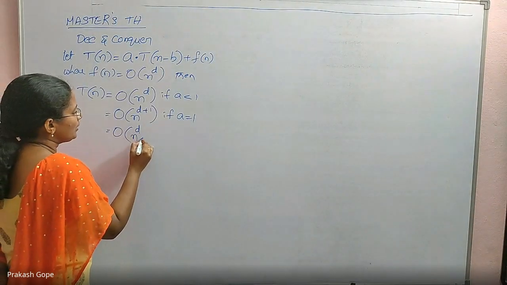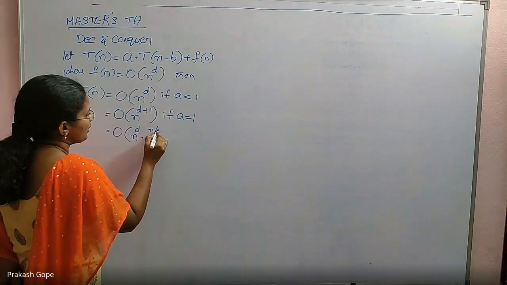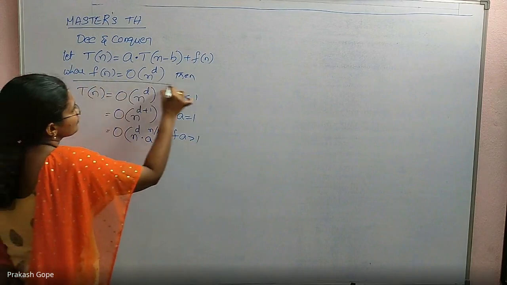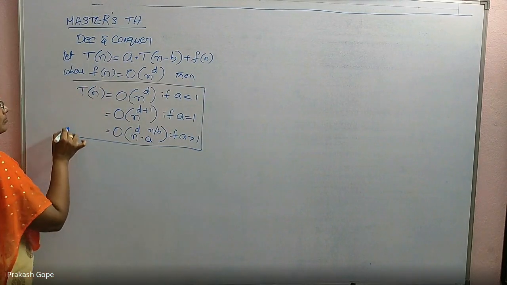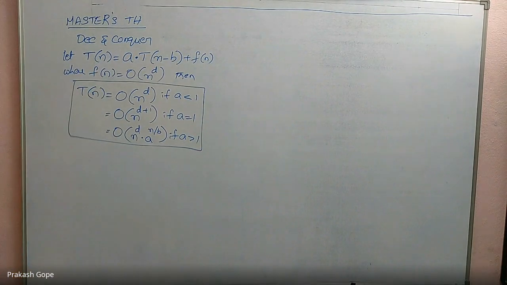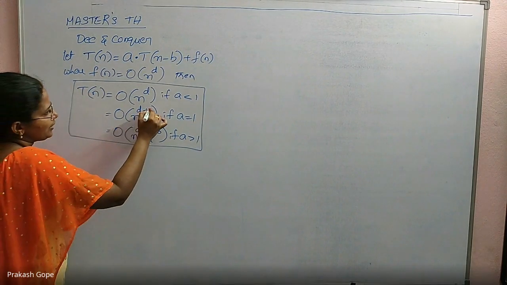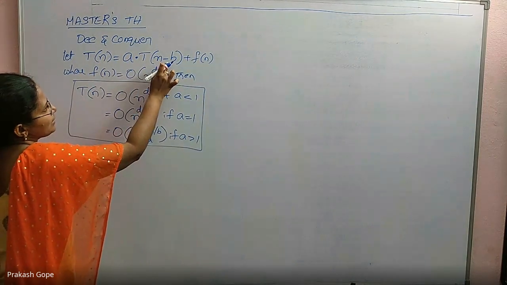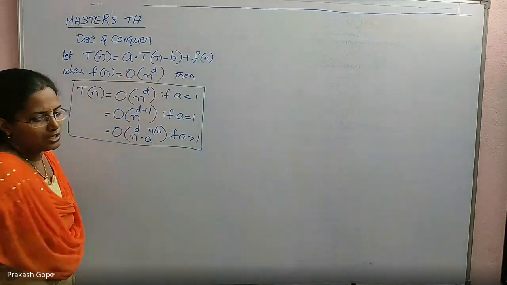T of n equals n power d into a power n by b if a is greater than 1. This is the theorem. Whenever you see a decrease and conquer case, this minus is nothing but decrease. If it is by, that is divide and conquer. I will write the formula for that.